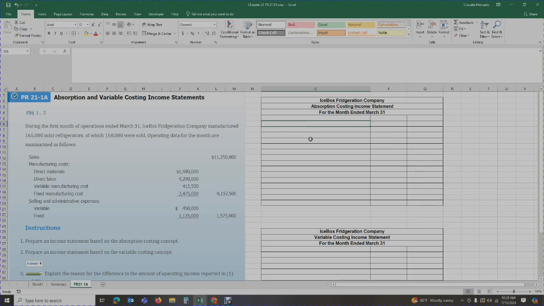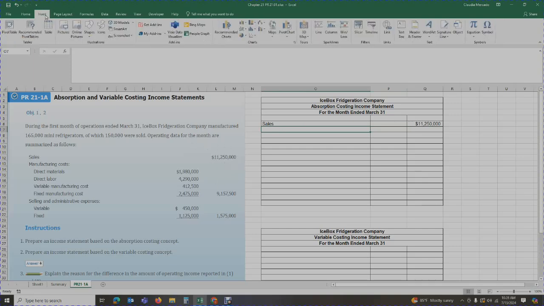Okay? How much do we make in sales? Okay? So the sales is $11,250,000 that is provided to you in the problem. We don't have to do any calculations, it's right there, $11,250,000. Okay. So we do that, and then we are going to calculate our cost of goods sold. And under our cost of goods sold, we're going to have the cost of goods manufactured.